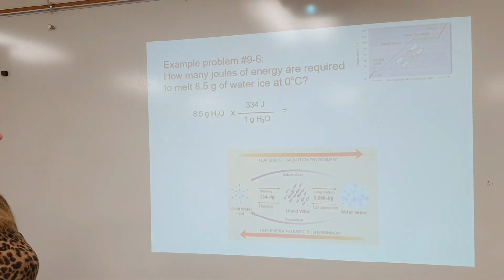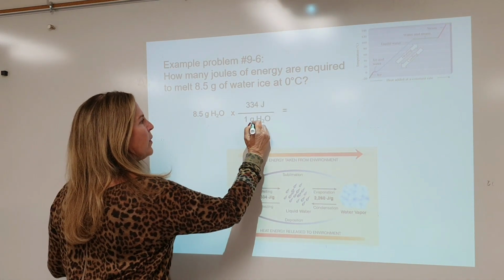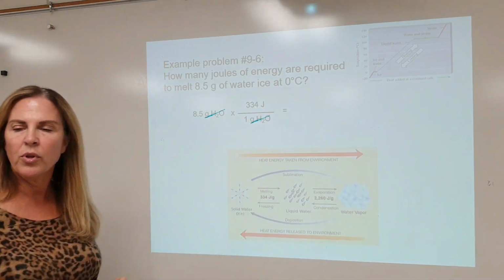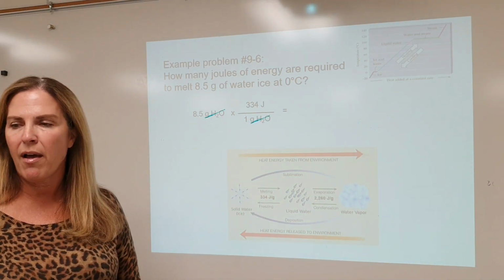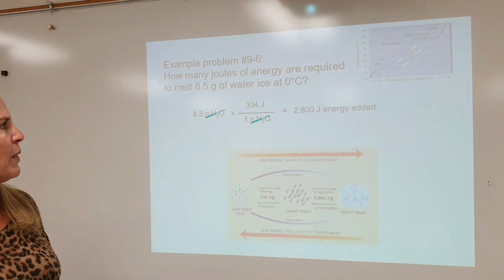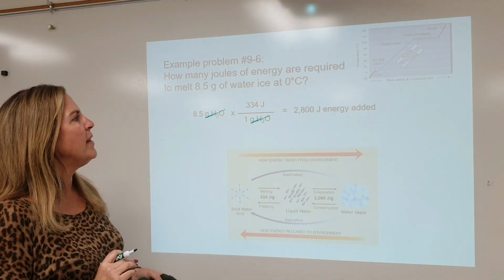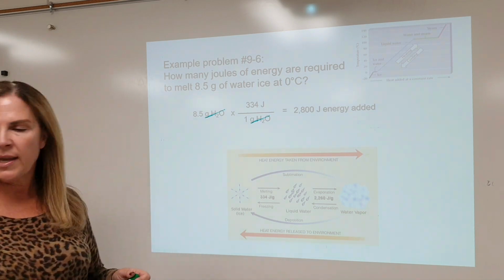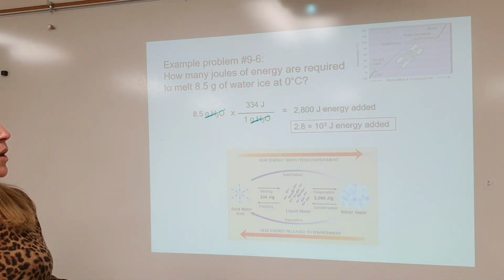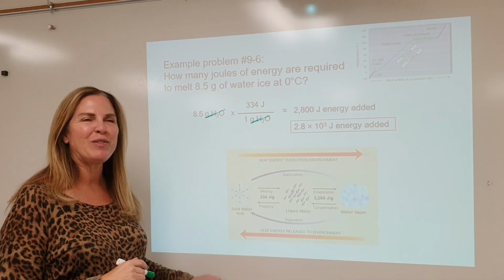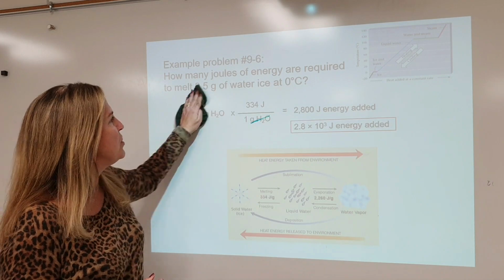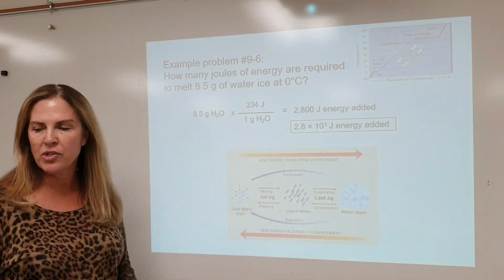Okay, now I'm going to erase this because I have it all pretty on the slide. So there you go. And now we can see that our grams of water cancels and we're left in joules, which is what we're looking for. That's what tells us it's time to do our calculation. So we grab our calculators and we find that we have 2,800 joules of energy added. But don't forget, we have to put that in scientific notation. So 2.8 times 10 to the third joules of energy.